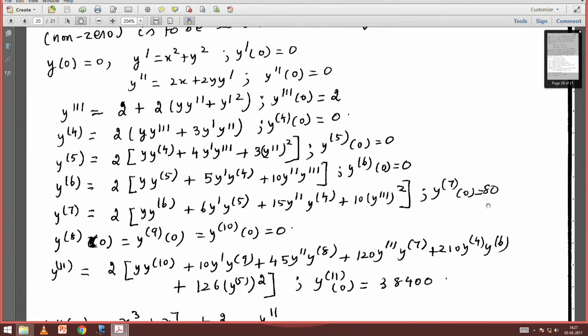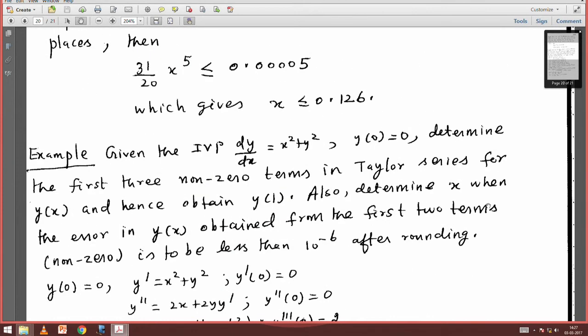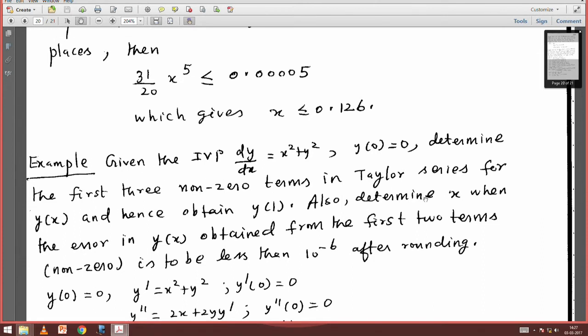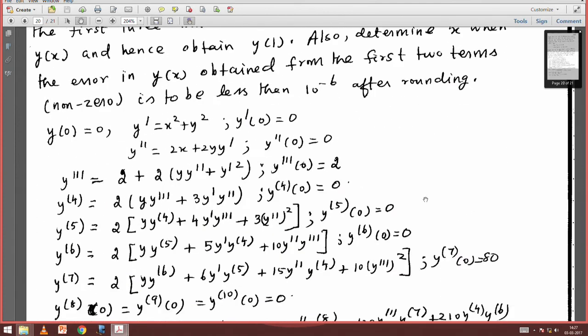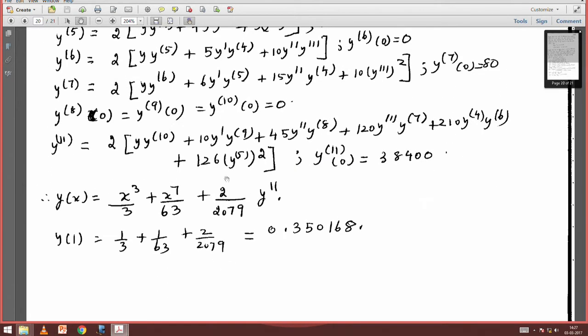We go ahead because we are asked to take the first three non-zero terms in the Taylor expansion. So, we go further ahead to compute the next non-zero term. We observe that the ninth derivative at 0 is 0, the 10th derivative at 0 is 0. So, we compute the 11th derivative and evaluate it at 0, and that turns out to be 38,400, which is non-zero.